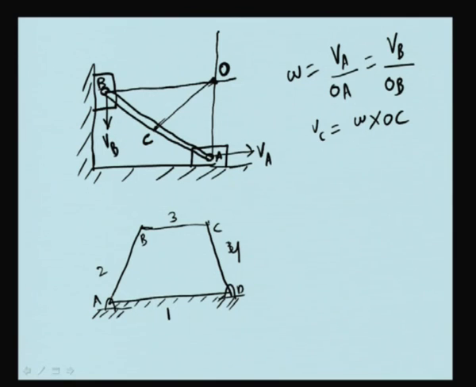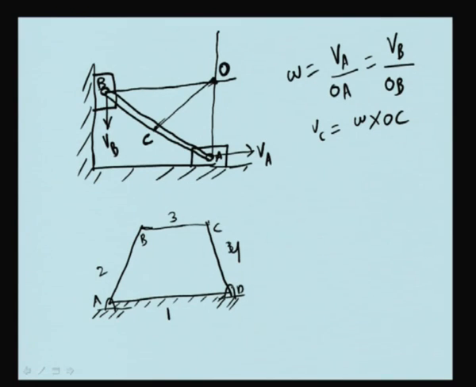What is the instantaneous center of rotation of link 4? This is D. Now, how do we find out the instantaneous center of rotation of link BC or link 3? B has got a velocity which is perpendicular to AB. So it may have the velocity in this direction. C has got a velocity which is perpendicular to CD. So it may have velocity like this.